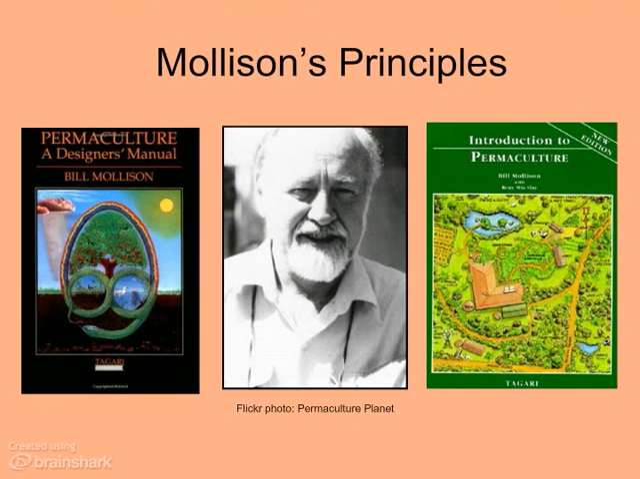Bill Mollison, the co-founder of permaculture, developed a set of principles in the late 1970s after he had spent a number of years living in the Australian bush and learning the patterns of the landscape. Mollison discusses more than 15 principles in his books. Let's look at 4 of Mollison's core principles to get us started.